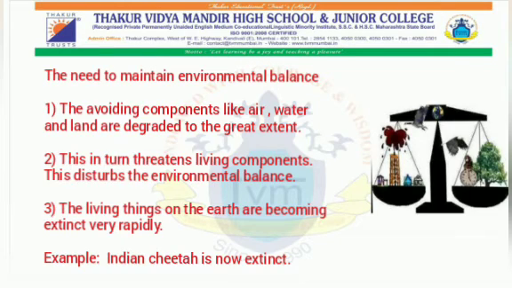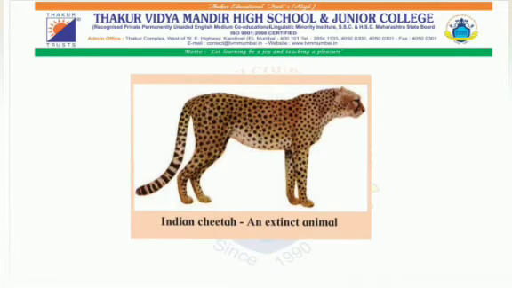Let us go ahead and understand the need to maintain environmental balance. Due to human intervention in nature, large scale changes are taking place in the air, water, and land. Also, these non living or abiotic components are getting polluted. As a result, the existence of living things is threatened, while several living things have already become extinct. If one factor of the environment is damaged, its relationship with the other factors also gets affected and the environmental balance is disturbed. From time to time, some of the living things on the earth become extinct. But today this process is taking place at a much faster rate. This is a threat for the whole living world. For example, the Indian cheetah is an extinct animal now.